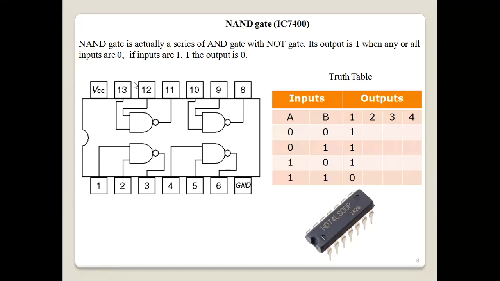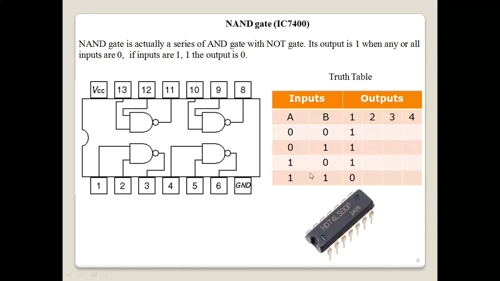Its output is 1 when any or all of the inputs are 0. If both the inputs are 1, 1, the output is 0. If any one of the inputs is low, the output is high. If both the inputs are high, the output is 0 for the NAND gate. You can see here, the NAND gate is nothing but the inverse of the AND gate.